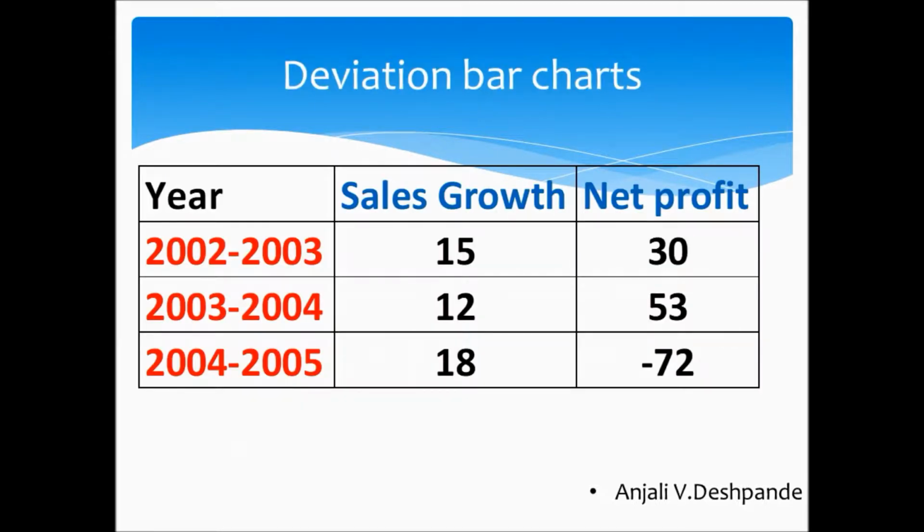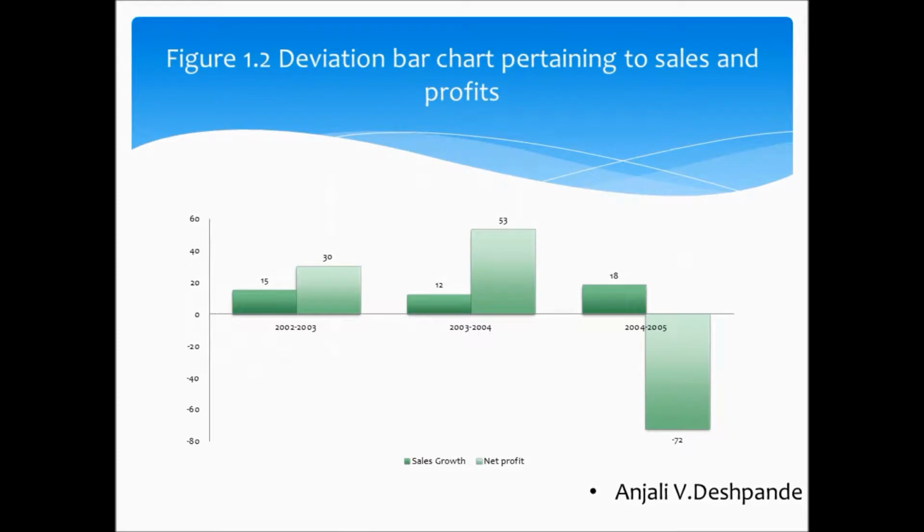Just recall sales, net profit, this side also sales, net profit, likewise here also. So you can see over here 1530, then 1253, 18, and here we had minus 72. So it is going below the baseline. So this information is below the baseline. Such a chart is called a deviation bar chart.